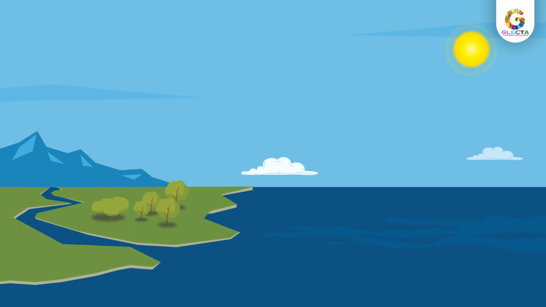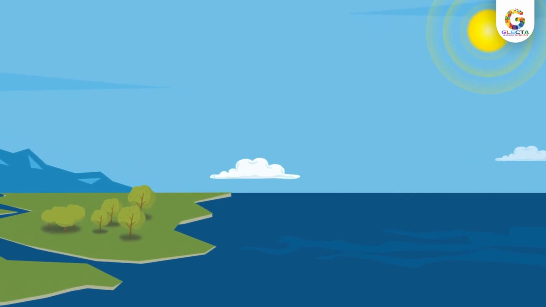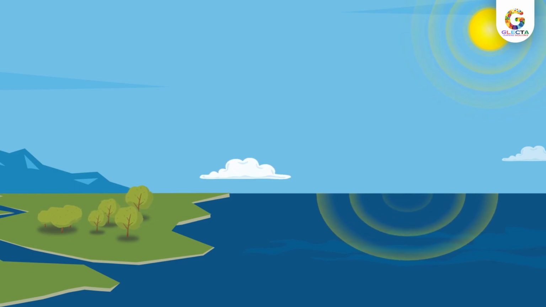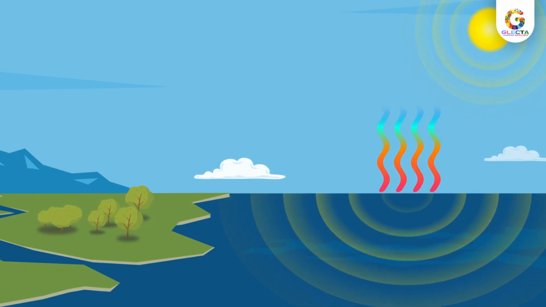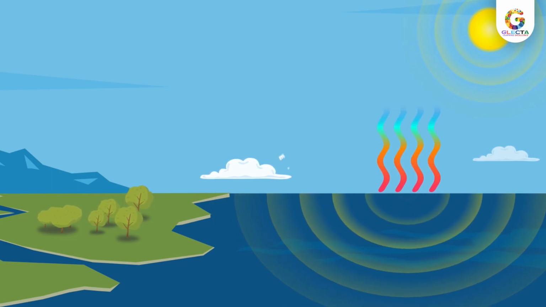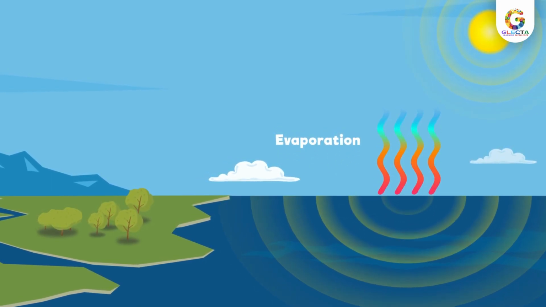When the sun shines on water on the Earth's surface, the heat of the sun warms the water, turning it into an invisible gas called water vapor. This process, the changing of water into a gas, is called evaporation.